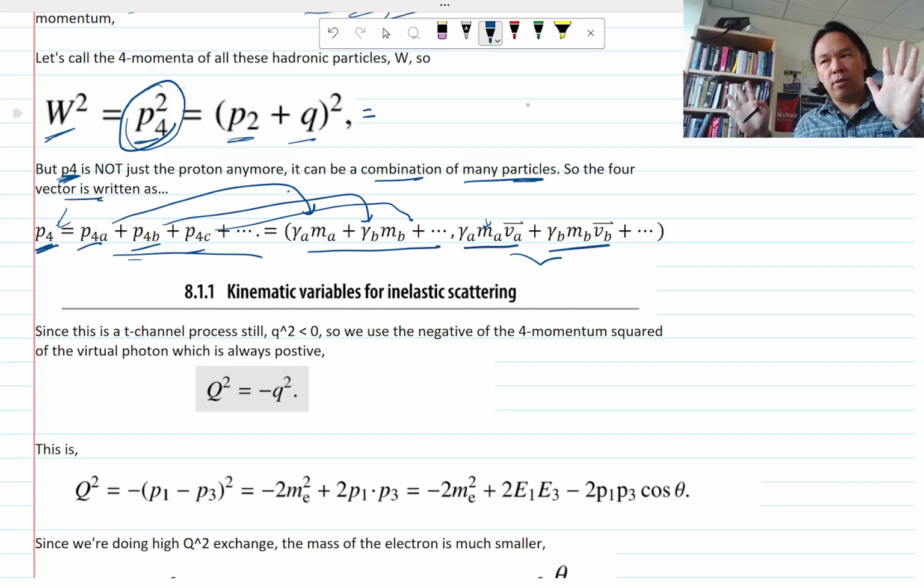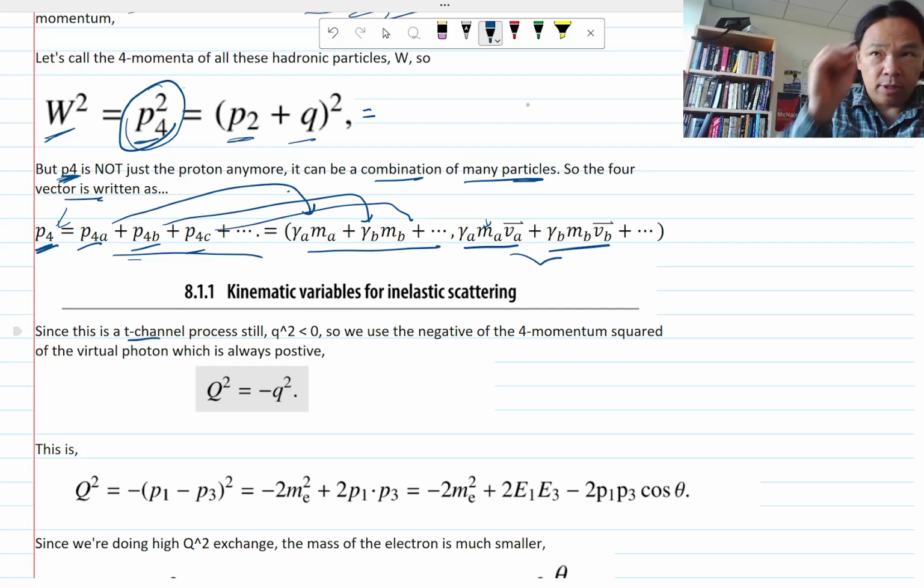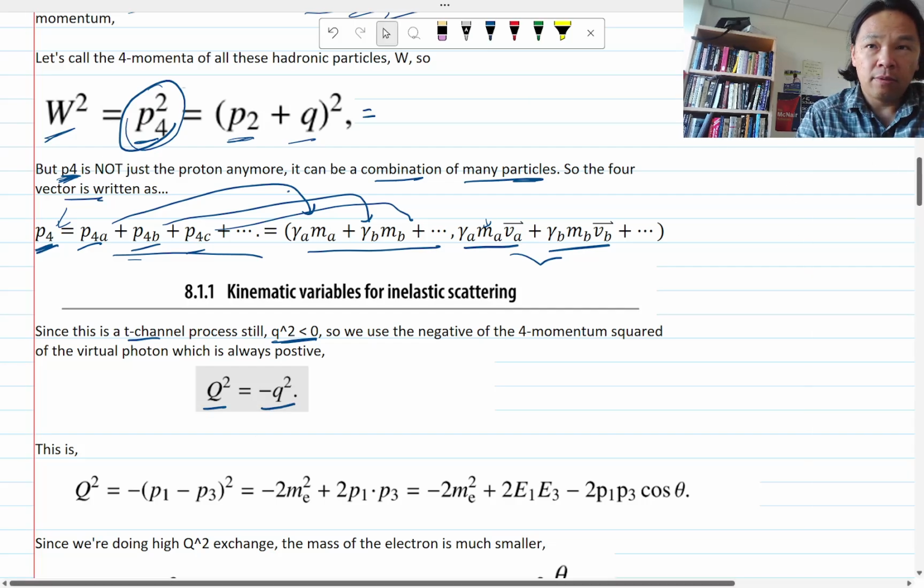To make this a little bit clear, the book decided to call this W, okay? All right, since this is still a T-channel process, you're still exchanging this photon between your 2 incoming and outgoing particles, okay? This Q square is always going to be negative, okay? So therefore, just like what we did in chapter 7, we're going to define that a capital Q square equals the negative Q square, okay?